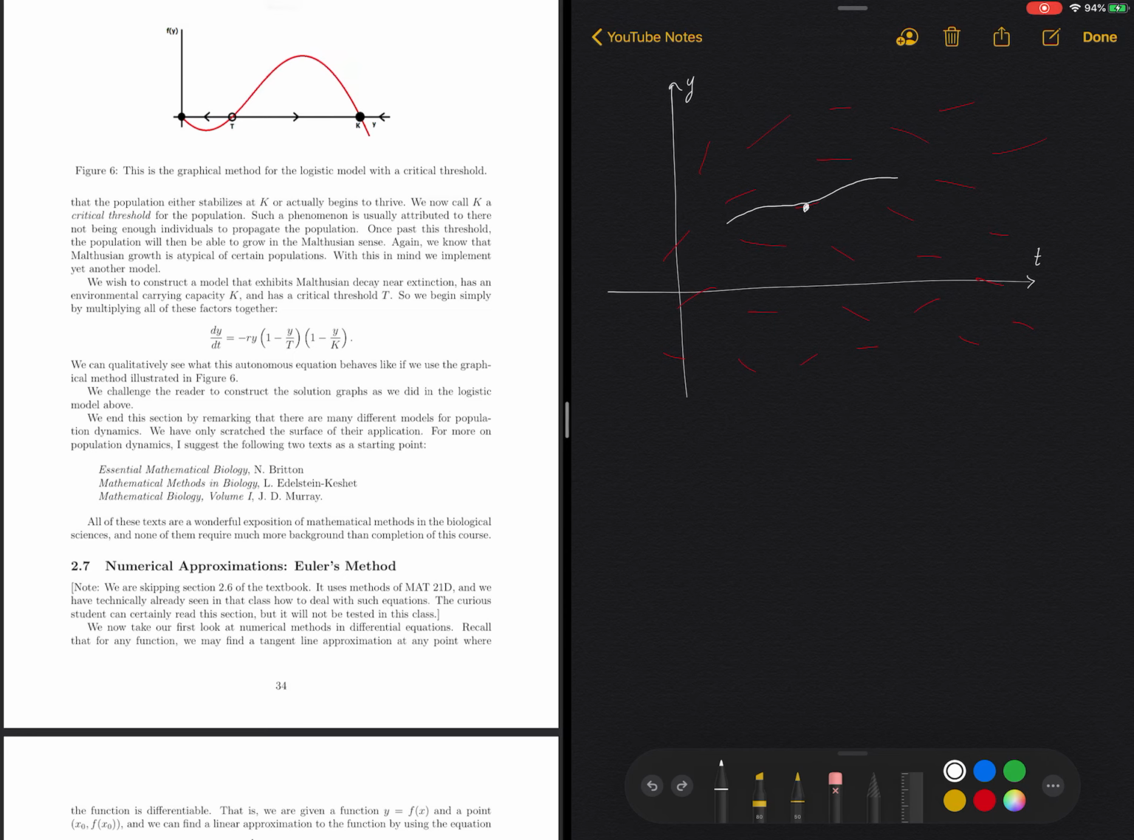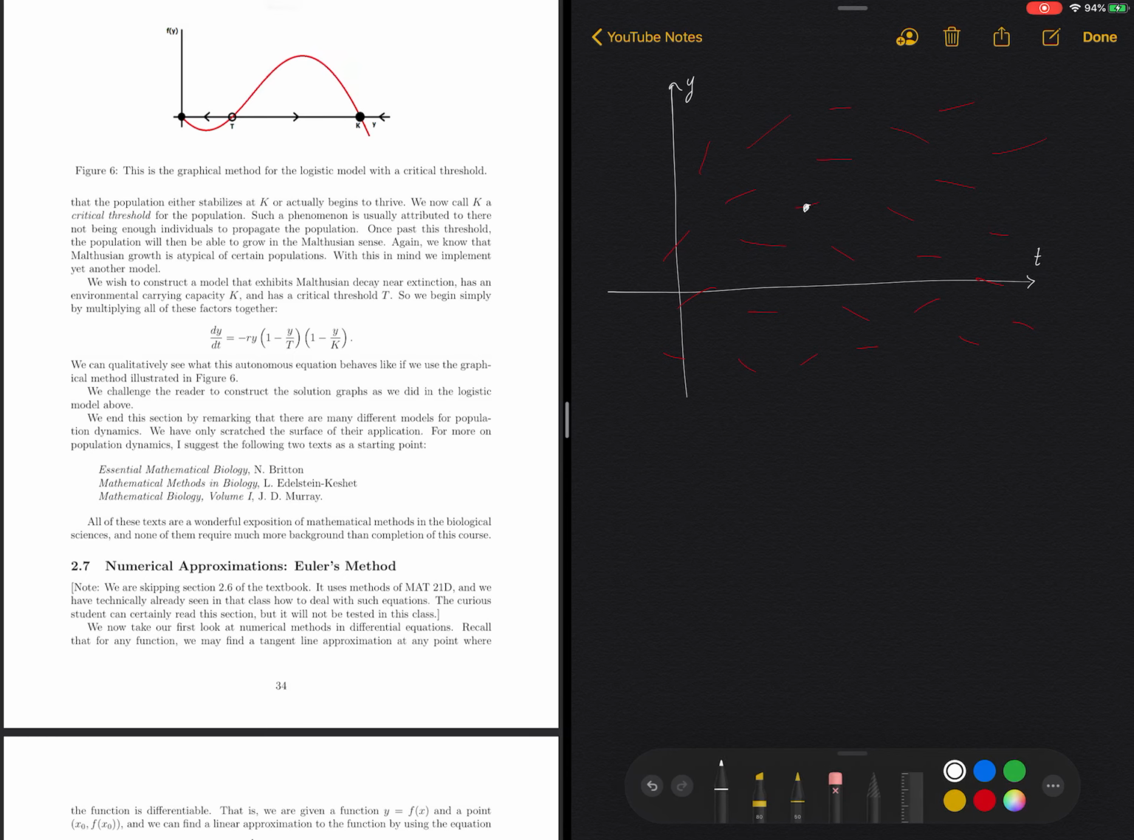So specifically, if I had a solution that went through this point, then it would have to be tangent to each and every one of these slope lines as I constructed the solution. It may not pass through all of the ones that I've drawn, but no matter where I go, if I choose another point, then the slope must match what the slope field says at that location. So let's go back a step.